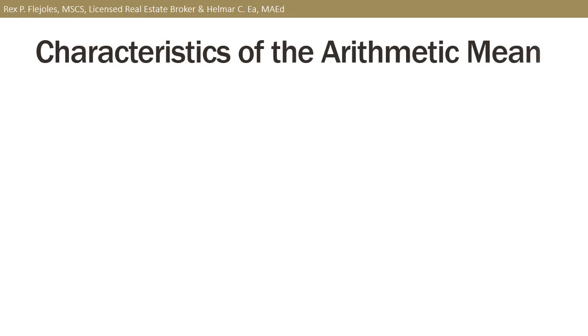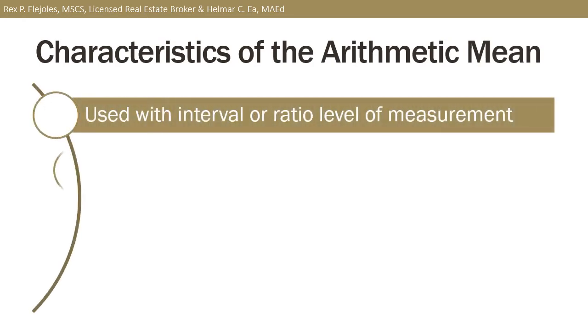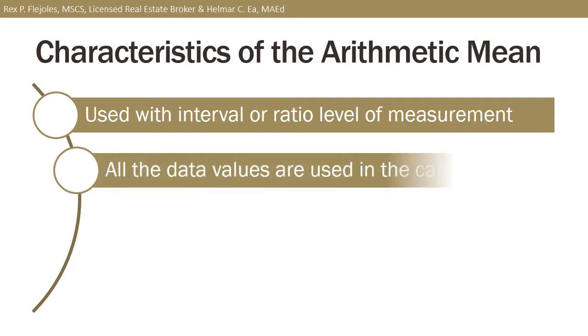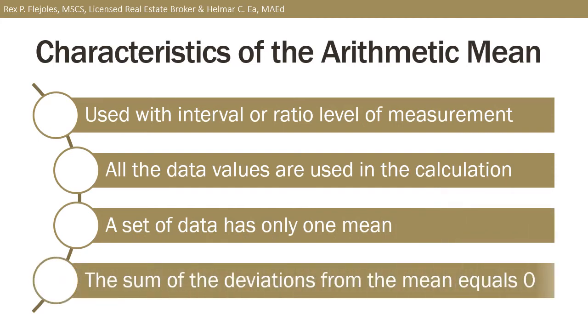The arithmetic mean has the following characteristics. It is used with interval or ratio level of measurement. All the data values are used in the calculation. A certain set of data has only one mean. The sum of the deviations from the mean is always equal to 0.